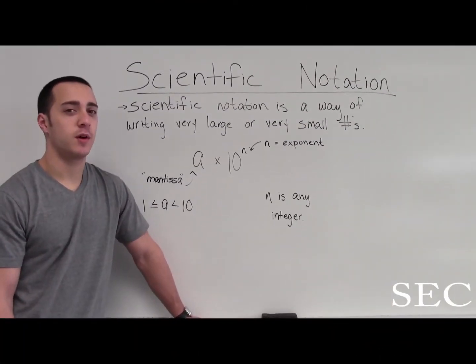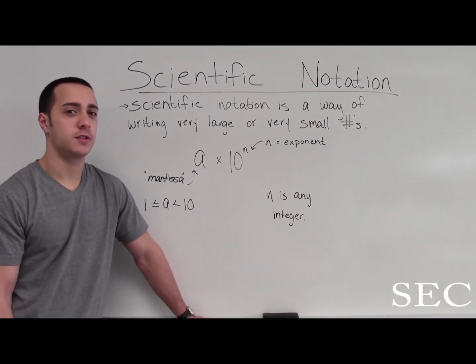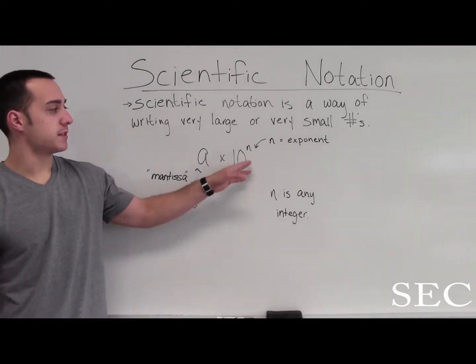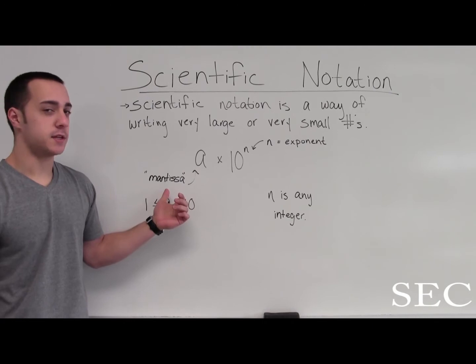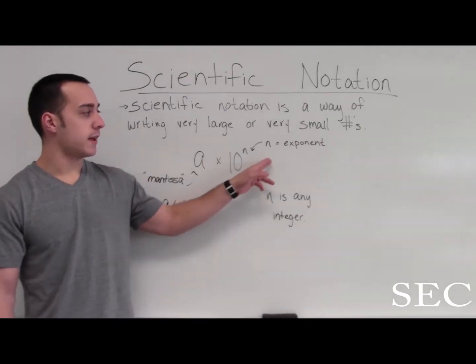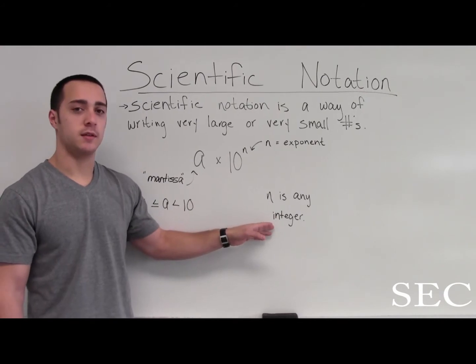Today we're going to go over scientific notation. Scientific notation is a way of writing very large or very small numbers using powers of 10. It takes the form of a times 10 to the n, where a is known as the mantissa. It's between the numbers 1 and 10. N is the exponent, and n can be any integer.